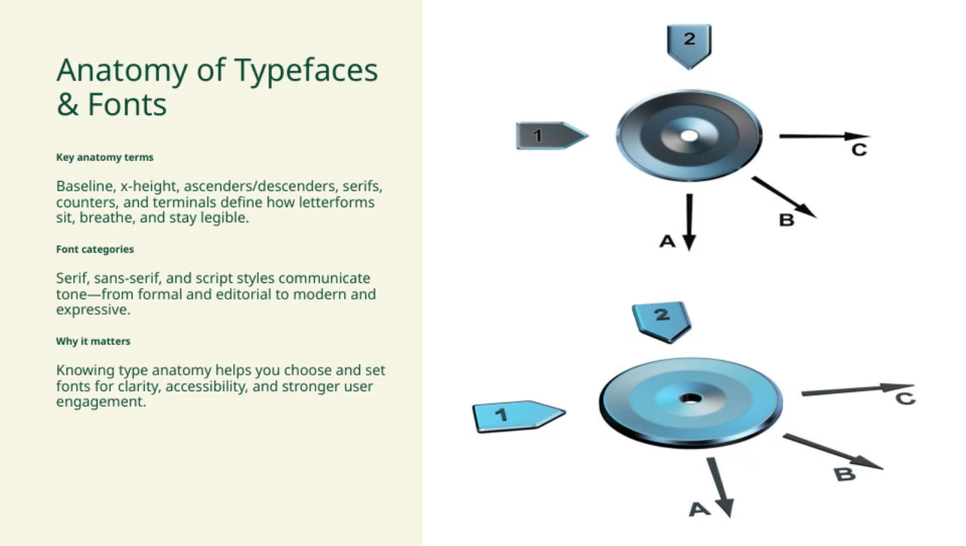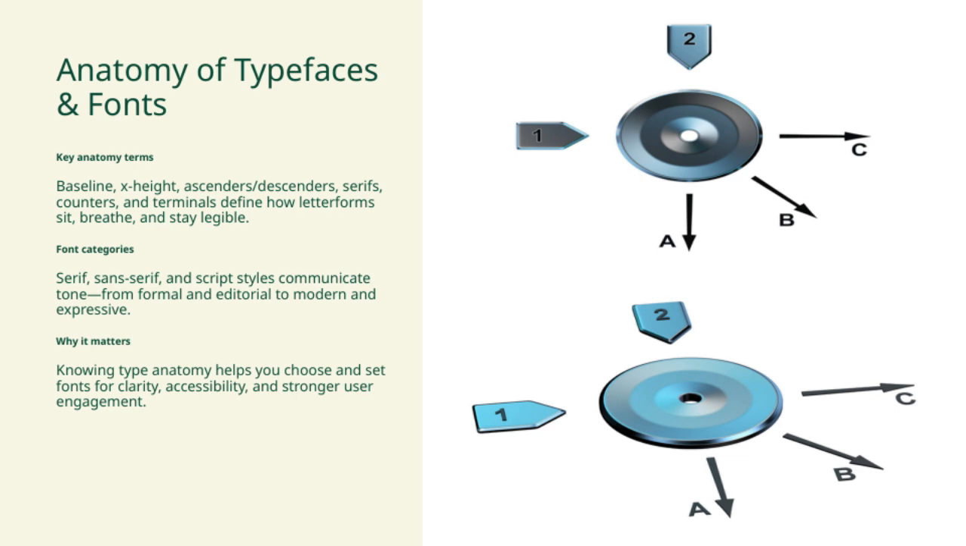Knowing the anatomy of type is really fundamental to choosing the right fonts for your project. When you understand how different parts of a letter form work, you can pick fonts that enhance clarity, improve accessibility, and foster stronger engagement with your audience. Why does this matter? Well, different styles like serif, sans serif, and script actually communicate tone. For example, serif fonts often feel more formal or editorial, while sans serif fonts tend to be more modern and clean. Script fonts can be expressive and elegant, so understanding these styles helps you match the font to the message you want to convey. Now let's talk about font categories, and this is where the anatomy really comes into play.